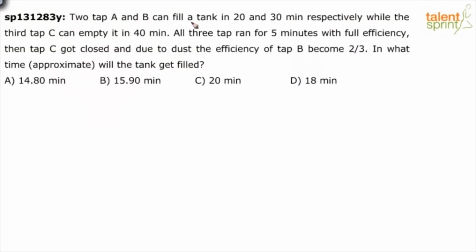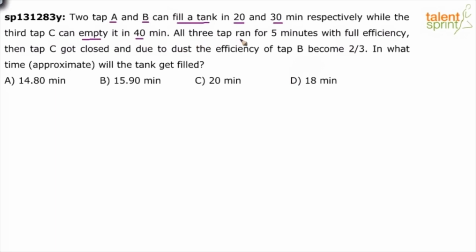Taps A and B can fill a tank in 20 and 30 minutes respectively, while the third tap C can empty it in 40 minutes. All right, so it's about 3 taps here, A, B and C. Tap A and tap B can do the positive work, which is filling the tank in 20 and 30 minutes respectively, whereas C can empty it in 40 minutes.